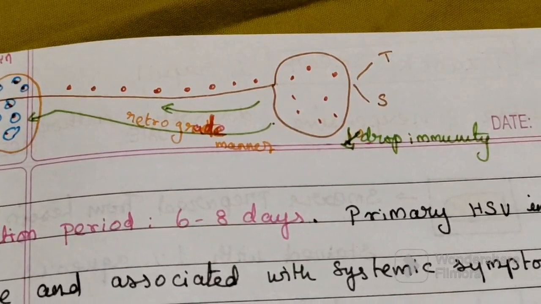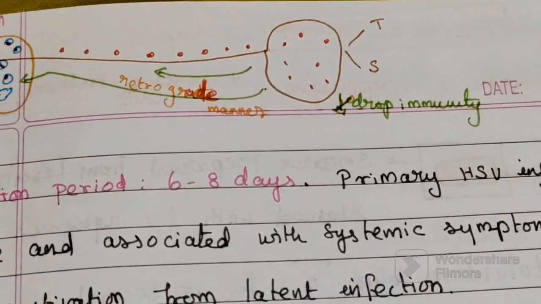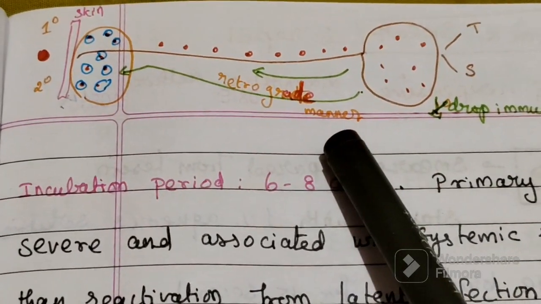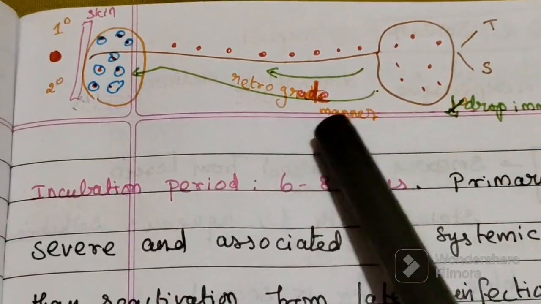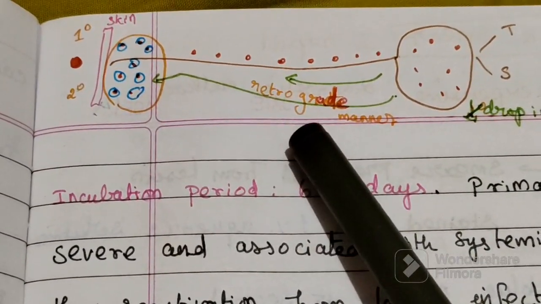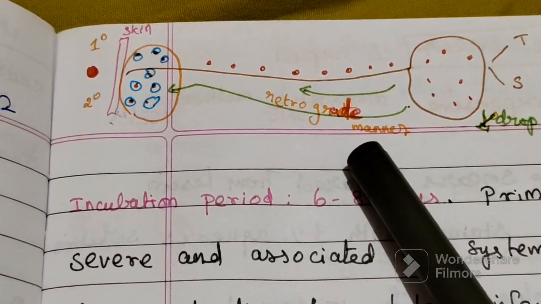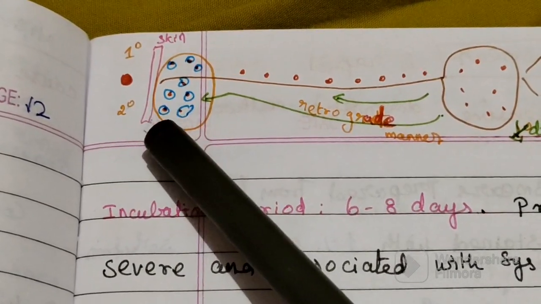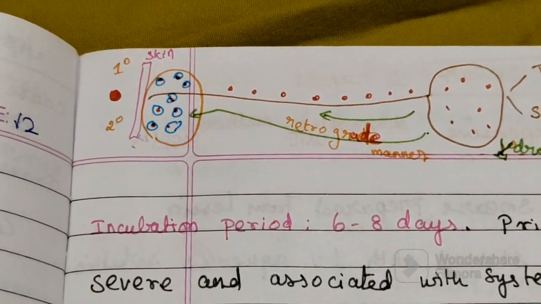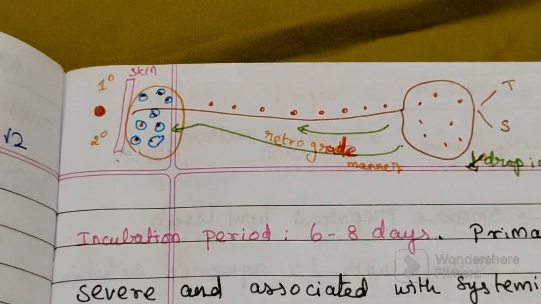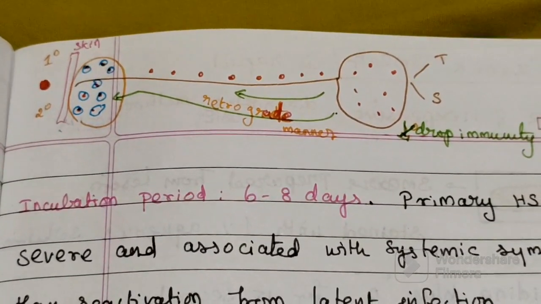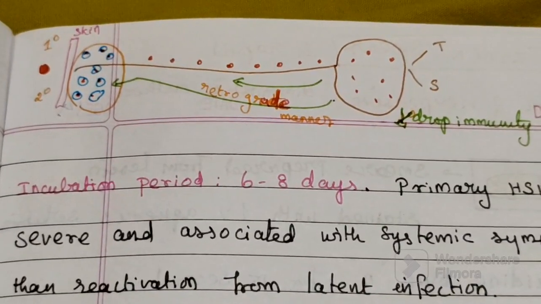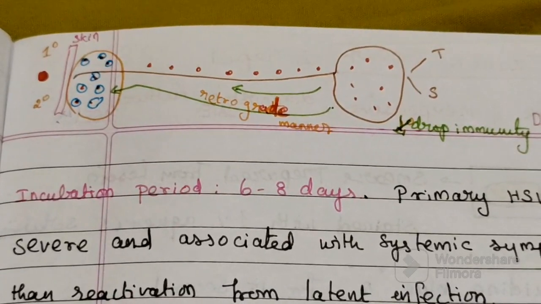Then a drop in immunity, because of various reasons, causes reactivation of the virus. Some virus can travel in a retrograde manner, reach the skin again, and cause various lesions. It is known as latent infection or secondary infection. That is the property of both HSV1 and 2. HSV1 means above the waist. HSV2 means below the waist.